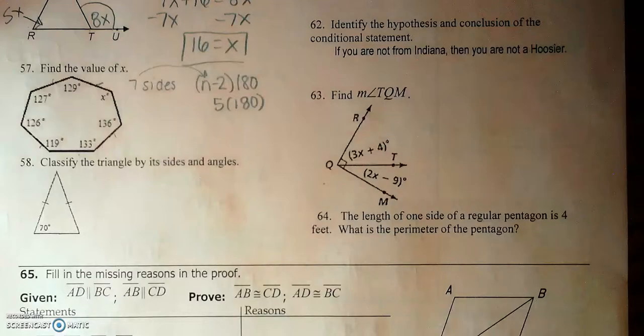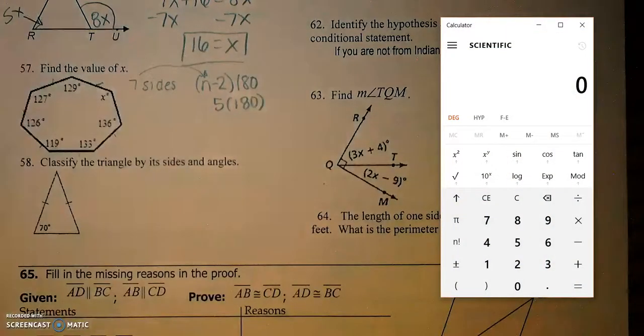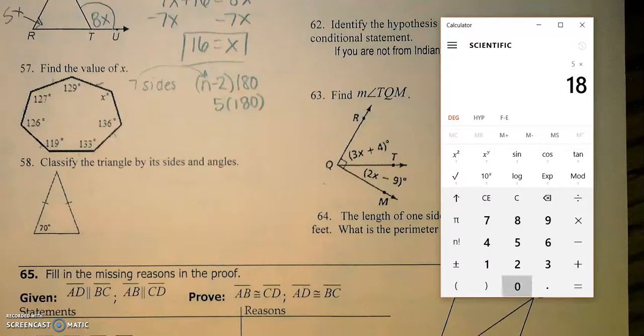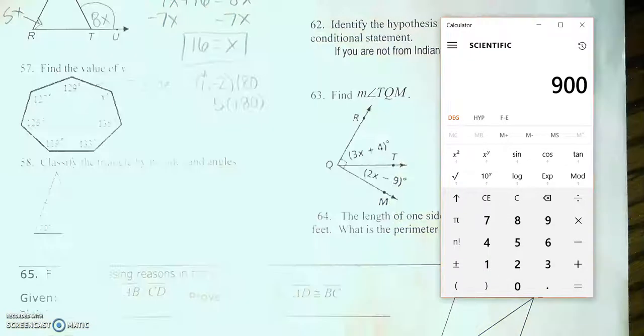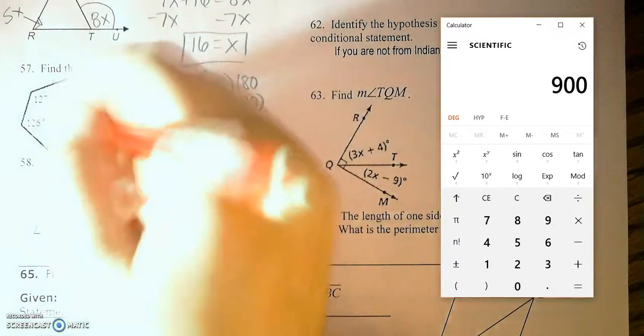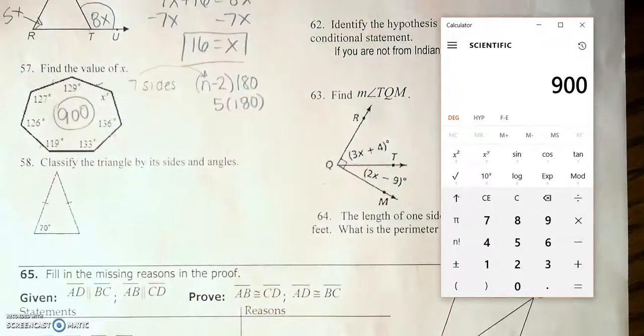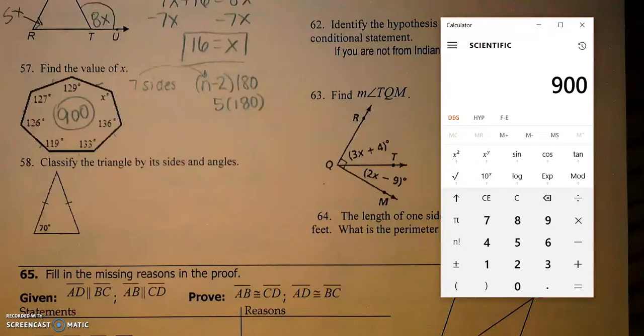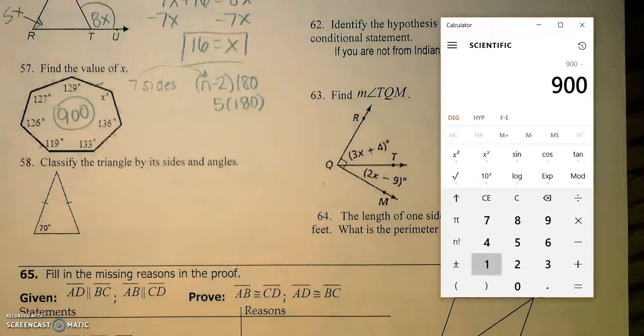Sorry guys, let me pull the calculator back up here. 5 times 180, that'll be the inside total, which is 900 here. Okay, so of the 7 angles, we have 6 of them. So I know it's got to add up to 900. So we're just going to subtract each one that they've already got there.